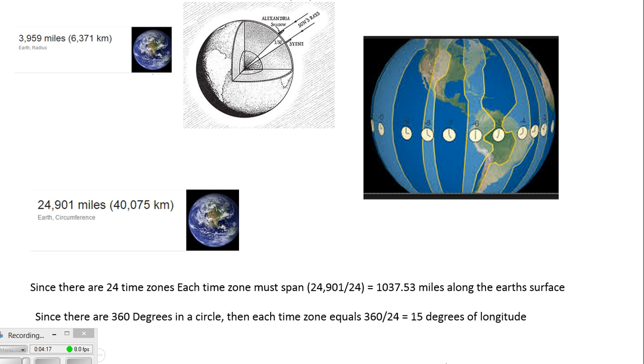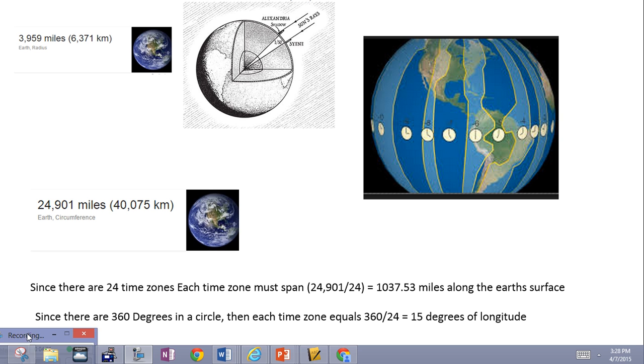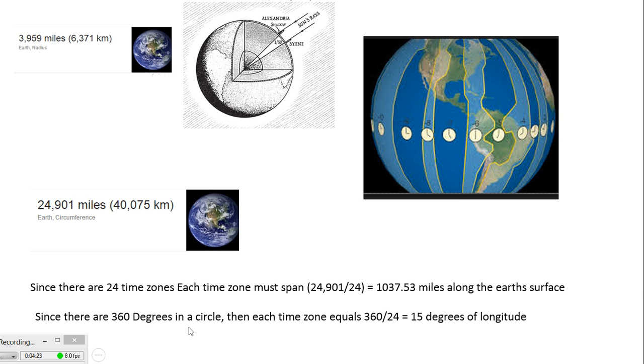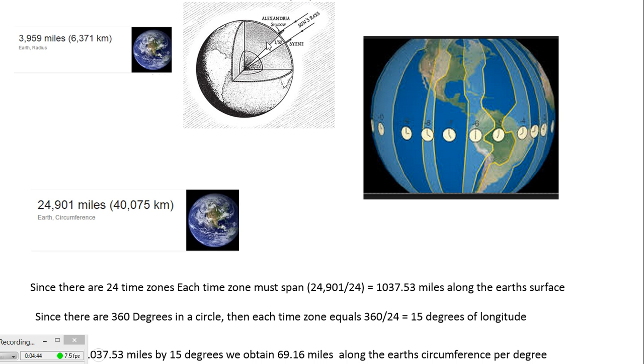We also say that since the full circle spans 360 degrees, and we're going through 24 time zones, the 360 degrees divided by 24 gives us 15 degrees of longitude between time zones, more or less. So we're going to say that the time zones are roughly 1,000 miles apart along the surface of the Earth, but formed by an angle of 15 degrees.